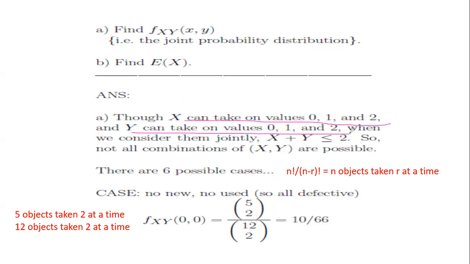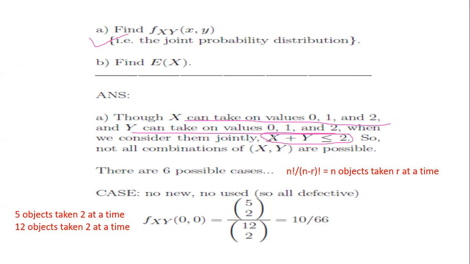Right? Because I have to create the joint PDF, to create a joint PDF, first I need to understand which values X can take and which values Y can take. That's pretty simple here. Okay, we have made this. When we consider them jointly, then X plus Y is less than or equal to 2.